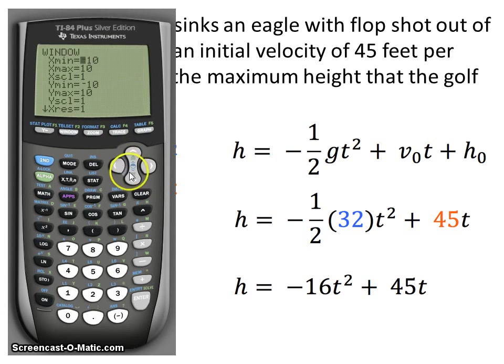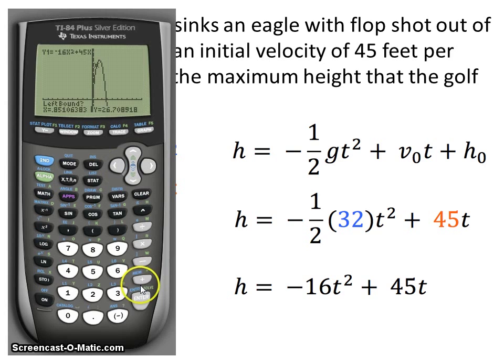So if we go to our window here, we can go down to our y max and just expand that to a little bit beyond 10. So maybe 40. If we graph, you'll notice that now we can clearly see the maximum height, which is what we want to find. So remember, to find the maximum height, we go to second trace. We use our option of maximum, enter, and again, we want a left bound and right bound, so get our cursor as close as I can to the top.